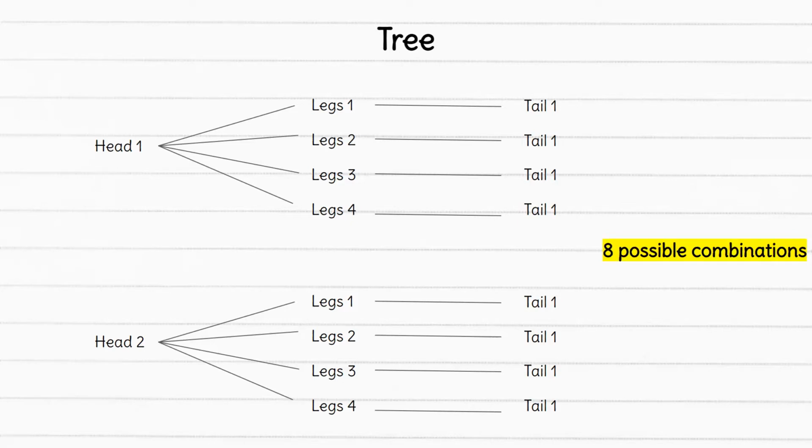Now, there's an interesting thing you might notice. 8 is also the same number when you multiply 2 times 4 times 1. 2 being the number of possible heads, 4 being the number of possible legs, and 1 being the number of possible tails. This is a quick trick for you to use for these simple combination questions.